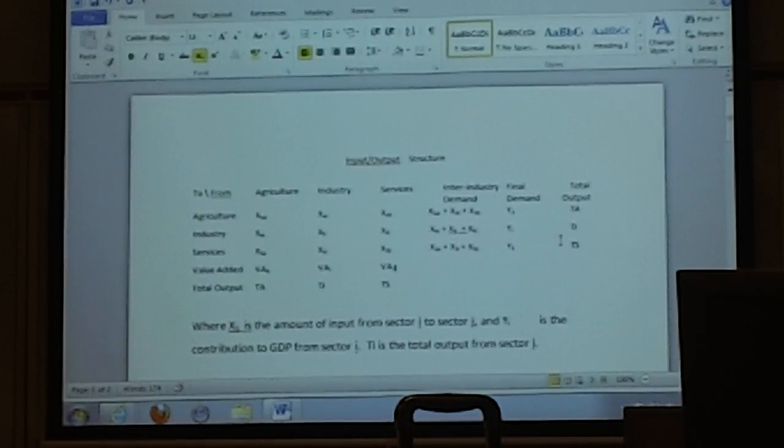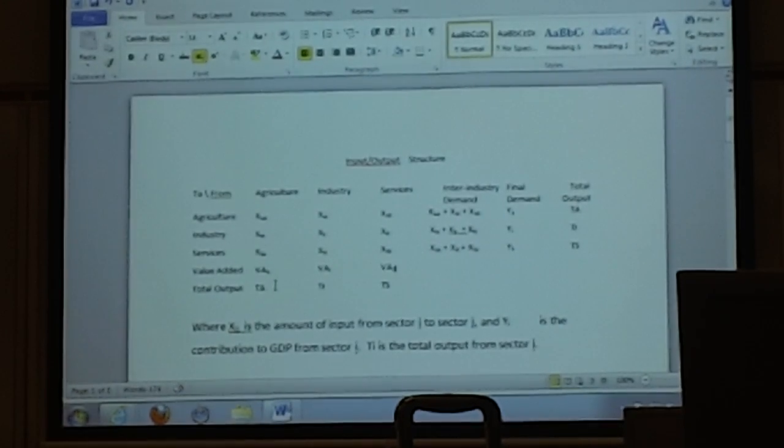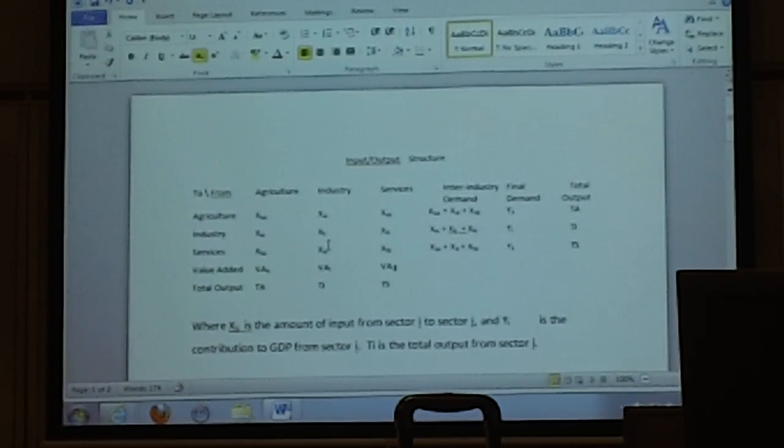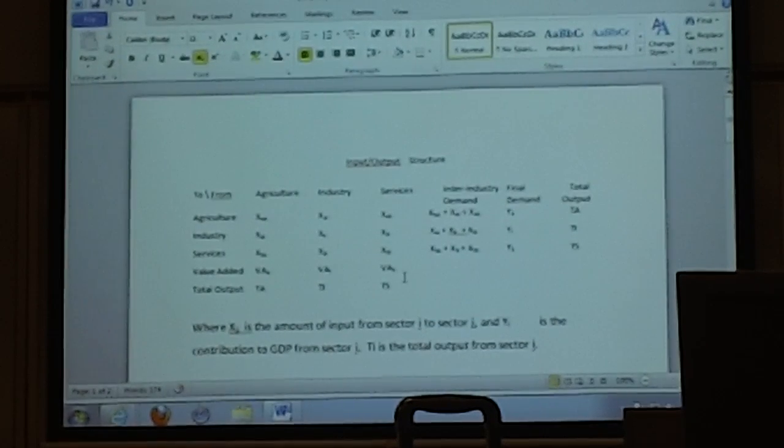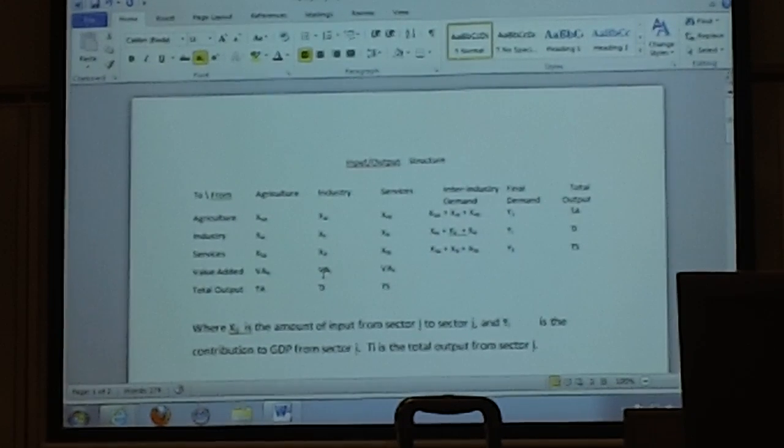Now, if you take these numbers, TA, TI, TS, and move them over to the bottom of this, the difference between this sum and this number is the value added. You add up these three numbers, and subtract it from that number, you get the value added. When you add up the value added in agriculture, plus the value added in industry, plus the value added in services, you'll get GDP.